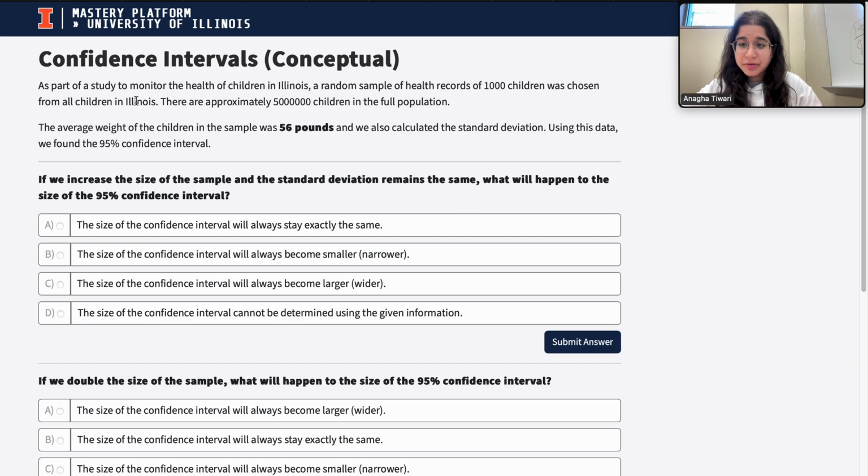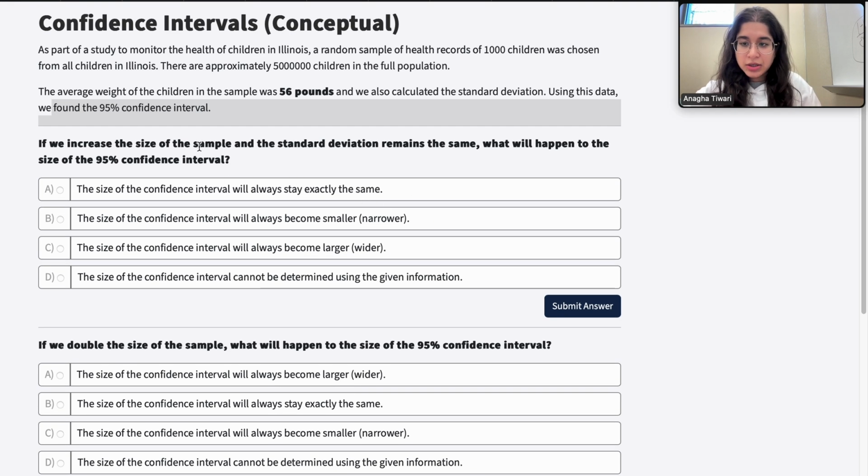So here it says, as part of a study to monitor the health of children in Illinois, a random sample of health records of 1,000 children was chosen from all children. So it says there's this many children in the population. The average weight of the children in the sample is 56 pounds and the standard deviation was also calculated. Using this data, we found a 95% confidence interval. So here it says, if we increase the size of the sample and the standard deviation remains the same, what will happen to the size of the confidence interval?